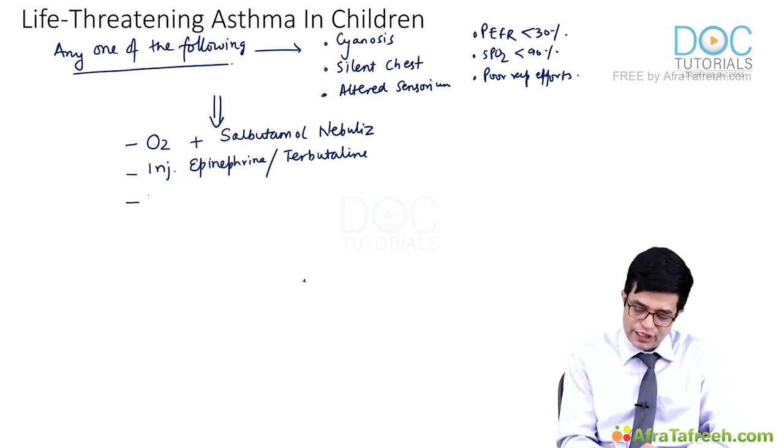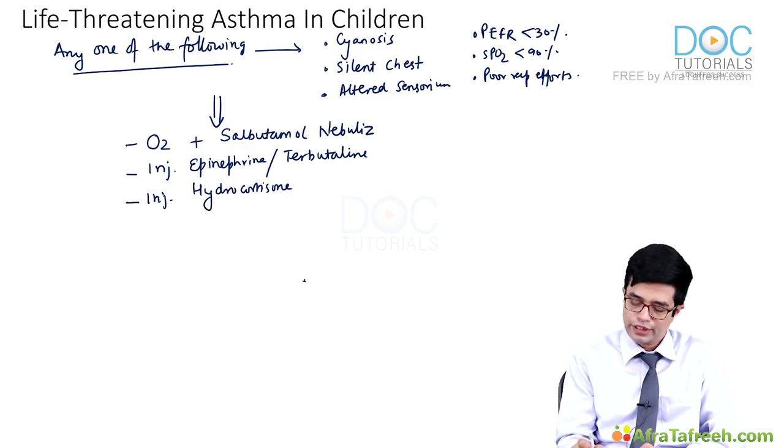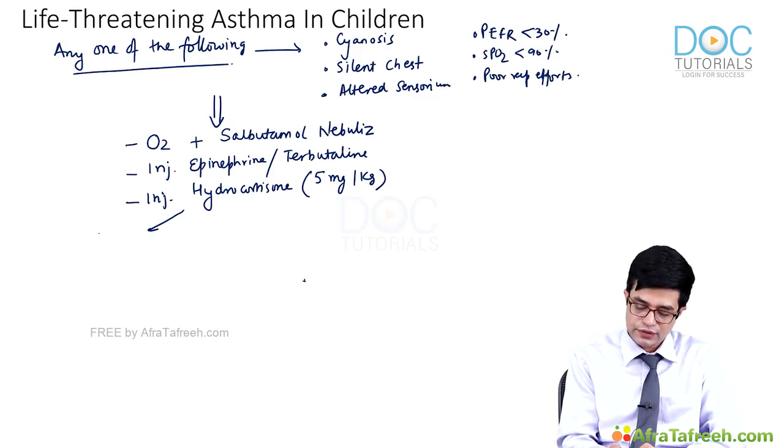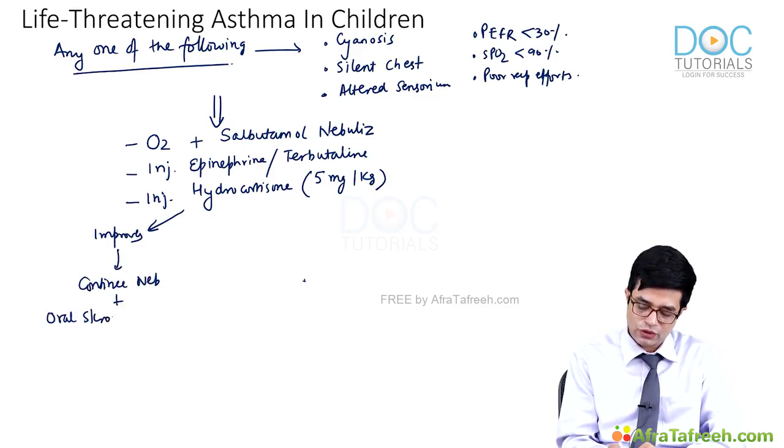And you will give injection hydrocortisone. The hydrocortisone dose is important because it is specifically mentioned in OP Ghai. You need to remember that it is 5 mg per kg body weight. In case the patient improves, you continue nebulization plus shift the patient to oral steroids, that is prednisolone, and give it for 3 to 5 days.